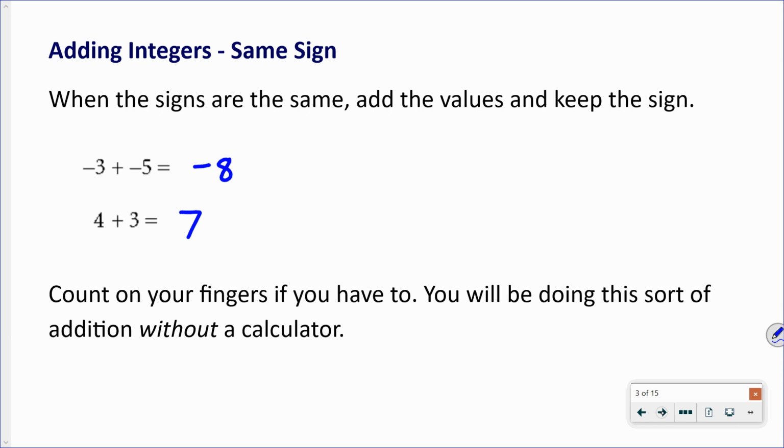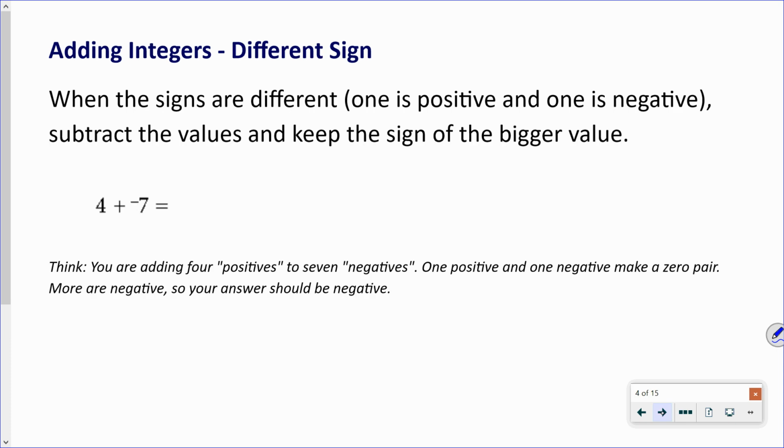You can count on your fingers if you have to until you get better at doing these sorts of operations without a calculator. If you are having different signs and you're adding together, then it matters which one's bigger, because in this case you have 4 positives but 7 negatives. So because you have more negatives, in the end your answer should be negative. You can think about it as 4 of the positives are canceled out by 4 of the negatives, and what you're left with is 3 negatives. Or you can follow the instructions here, which is to subtract the values and keep the sign of the bigger one. So if you subtract a 4 and a 7, you're going to get 3, and you keep the sign of the one that was bigger to begin with, which was the negative.